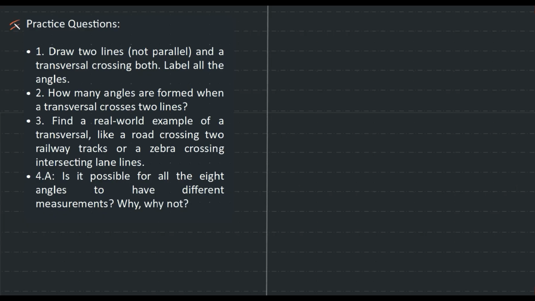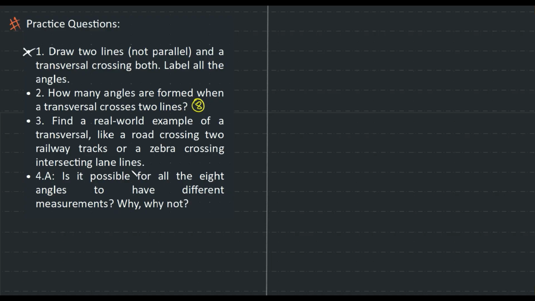Now, a bunch of practice questions. Draw two lines not parallel and a transversal crossing both. So we have already done this, but let me show it off. Actually, we have done this, let me not do this. How many angles are formed when a transversal crosses two lines? Yes, it is 8. Find a real world example of a transversal, like a road crossing two railway tracks or a zebra crossing intersecting lane lines. What else?